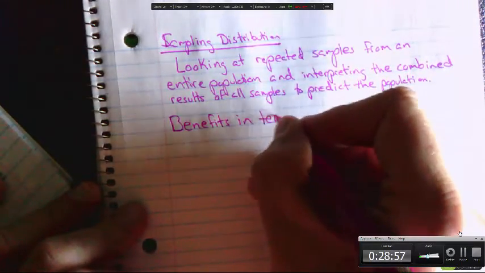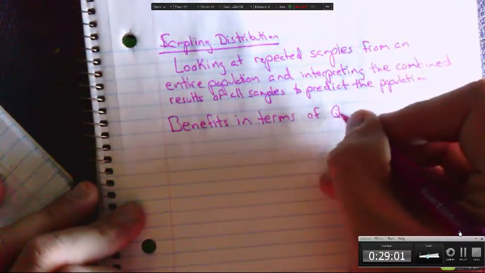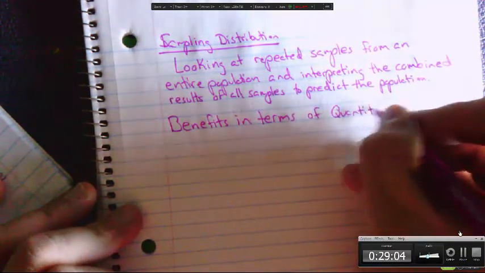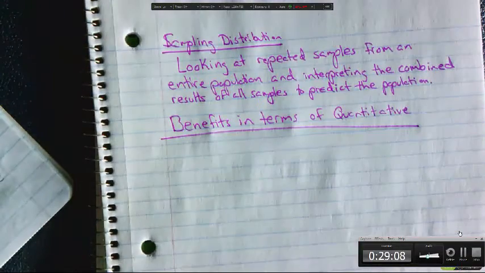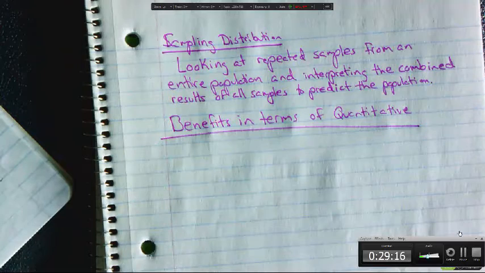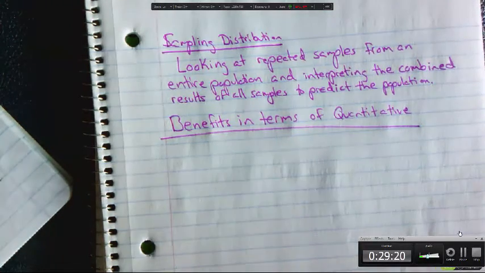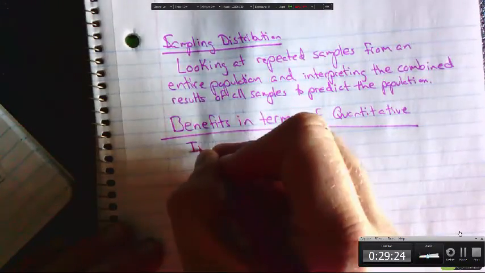Let's talk about the benefits in terms of a quantitative example. Here is a very easy way to see the benefit of this kind of concept in terms of a quantitative example. The example that we're going to do is income.